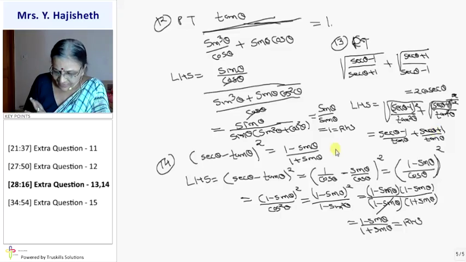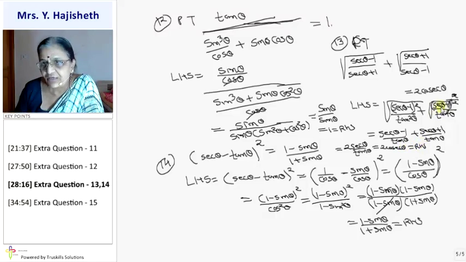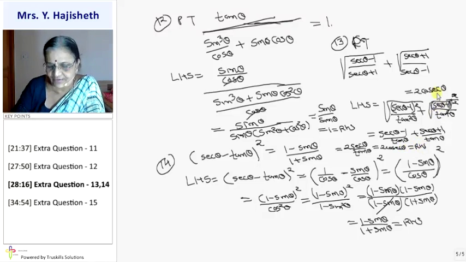2 sec theta upon tan theta, and sec upon tan theta is what? Cosec theta. Will you be able to manage? See, it is not clearly written. Should I rub this and write it again?